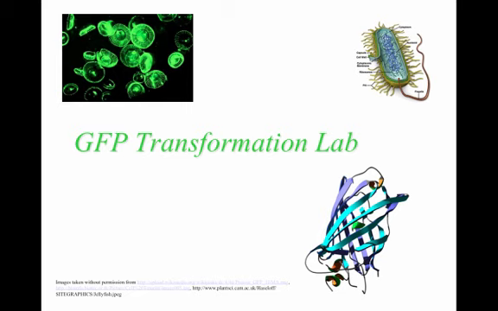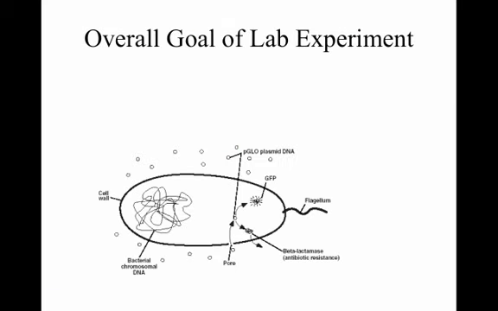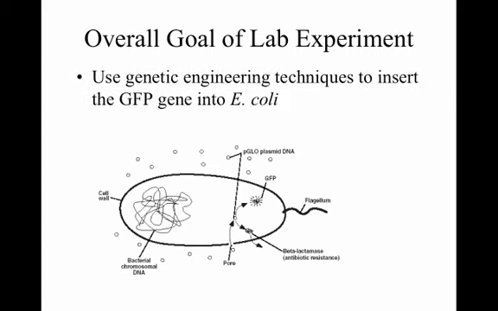Okay, so here we go. The overall goal of your lab experiment for next week is going to be the following. You are going to use genetic engineering techniques to insert a specific gene, in this case the GFP gene, into E. coli. So there you can see in the diagram, right, here's our plasmid DNA that contains the gene we're interested in. In this case, the plasmid is called pGLO, and we'll talk about it in a little bit.